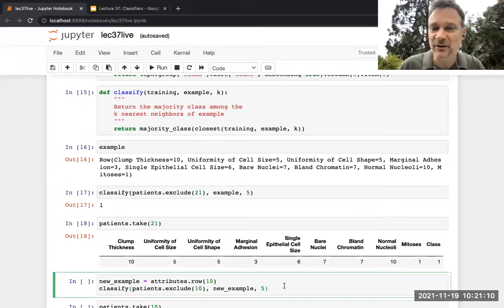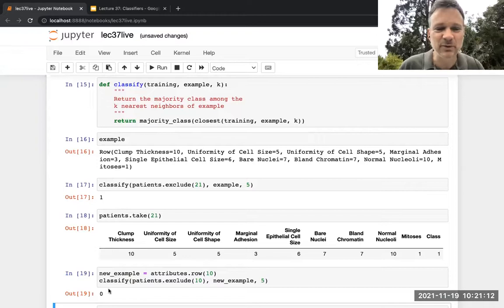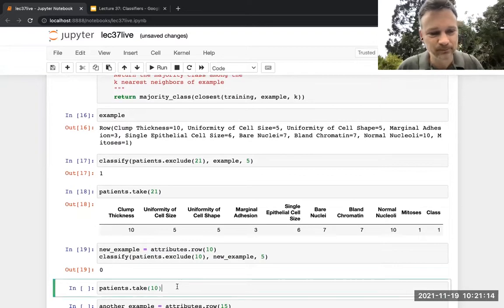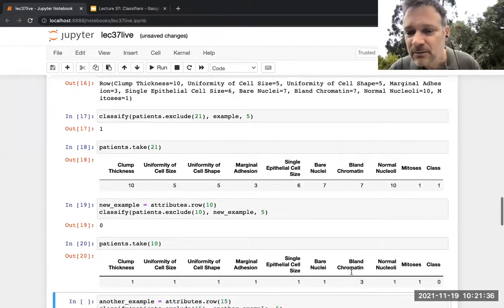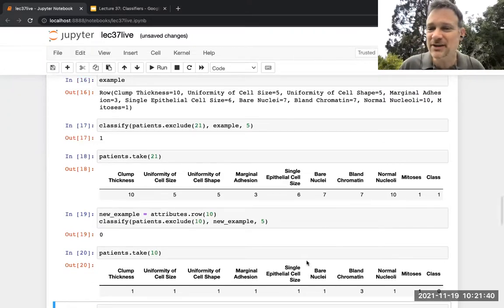Here's another example. We'll take a new example of a new patient. This patient looks like this. We said, suppose I used as my training set everything other than that patient index 10. What class would I predict? This code said predict class 0. And now let's take a look at their actual class. Class 0, also correct.